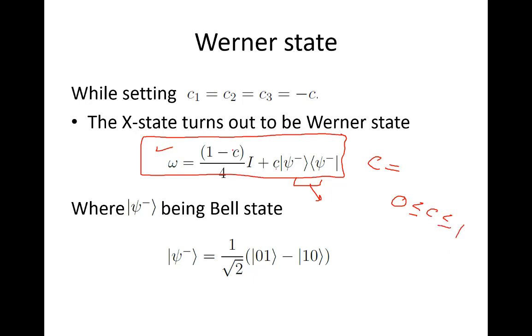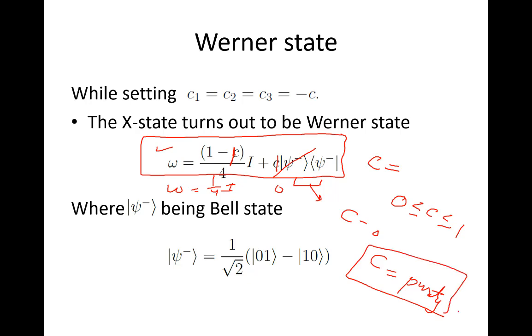The value of C runs from 0 to 1. Here if you set C equals 1, 1 minus 1 is 0, and this becomes 1, so you are left with the pure state. And if C is 0, then this term is 0, and you are left with 1 over 4 times identity. Now this is a mixed state. So C here is the purity. So the Werner state is a general state where you can write the Werner state for any pure quantum state.